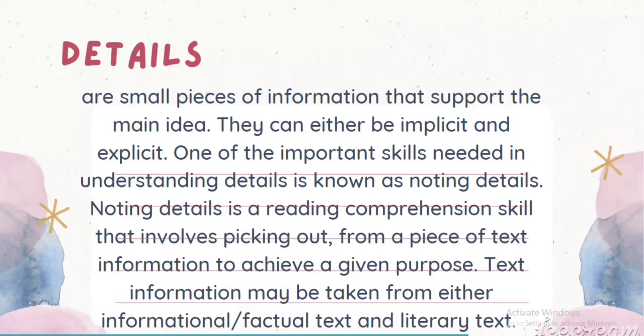So remember, when we say implicit, it's not stated or it's not word per word. You can't see it in the text, but you can feel it, you can understand it. Explicit details are what we see in the text or in the paragraph. We can see it and we can read it inside the text.